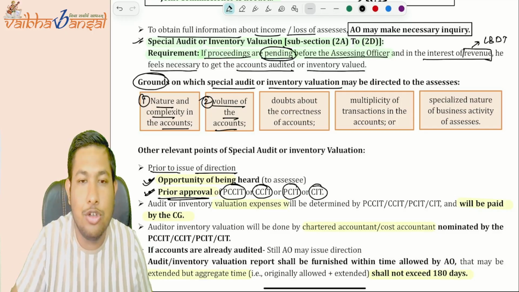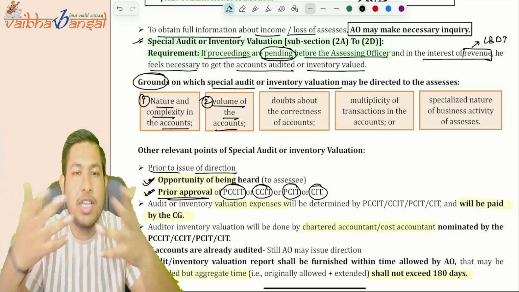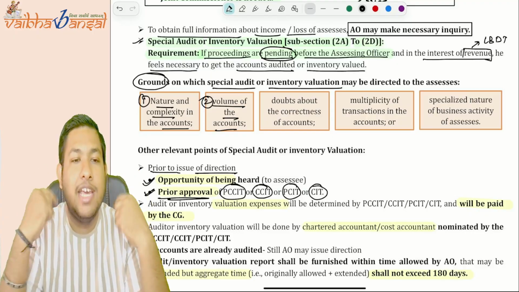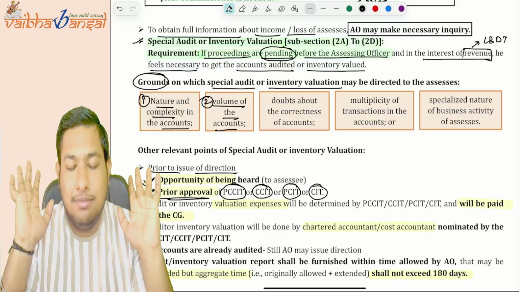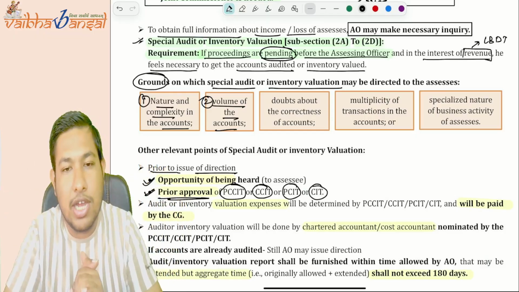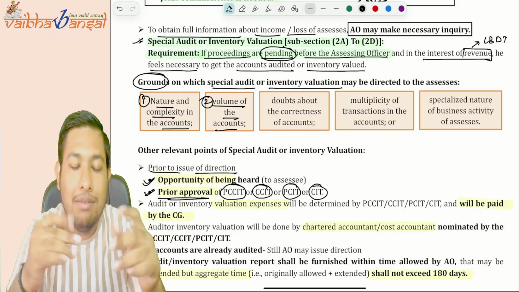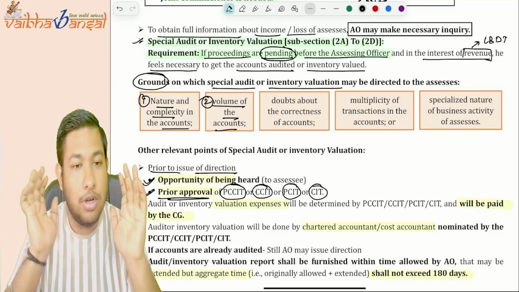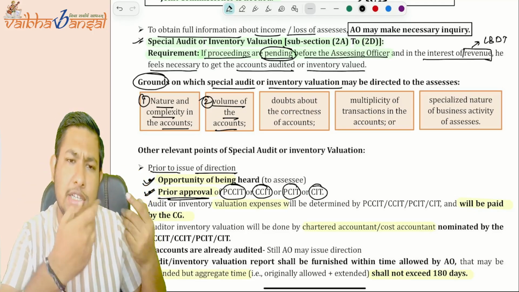It is not prudent to spend full time on the accounts. If there is a large volume of accounts, he can ask for the special audit, which will be done by the departmental chartered accountant or the cost accountant. Understood or not? This is for the department, not for the assessee. For the assessee, it is already done.